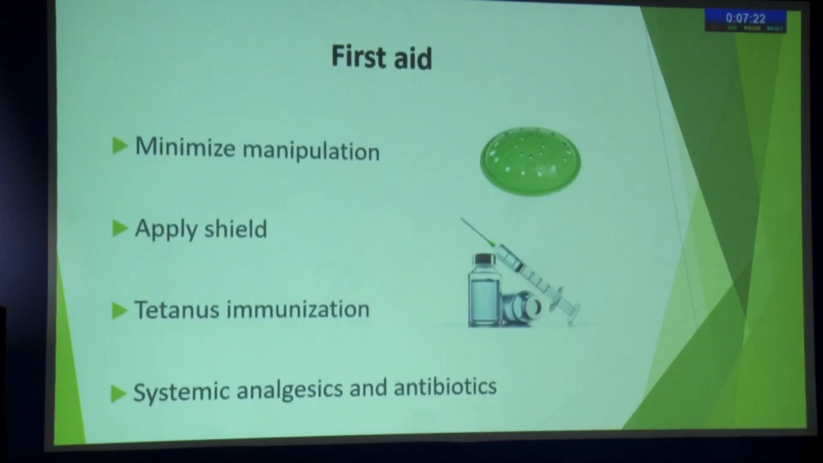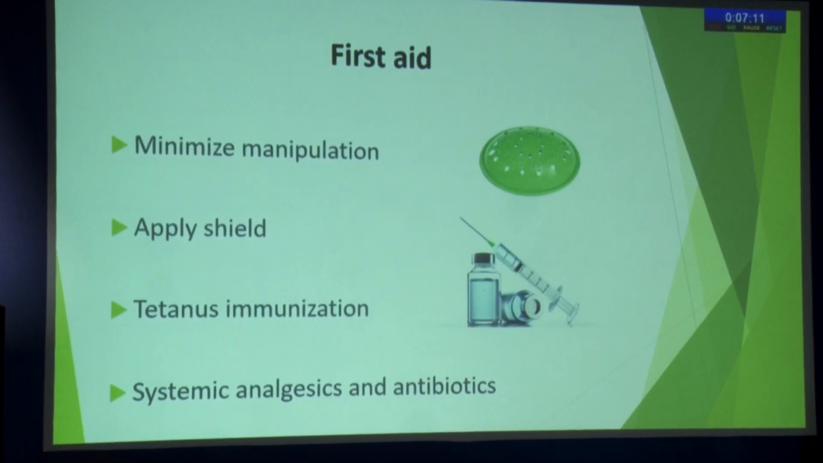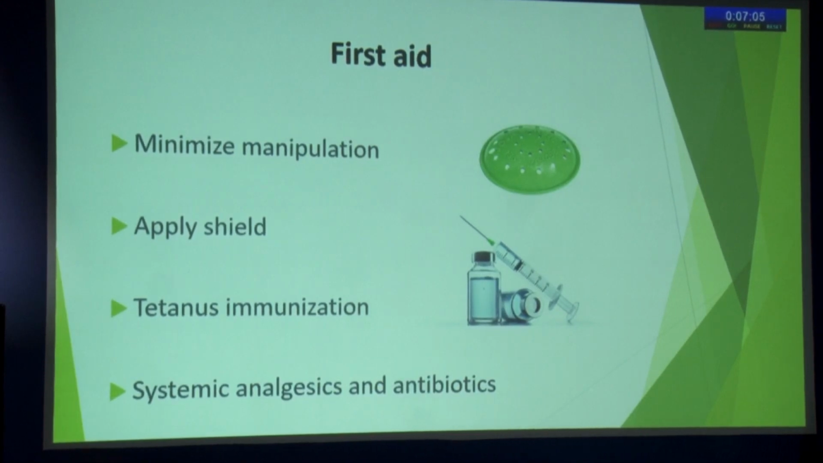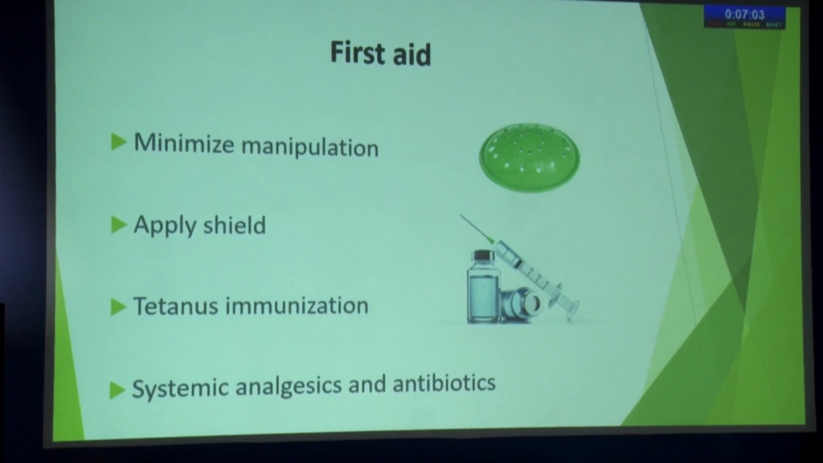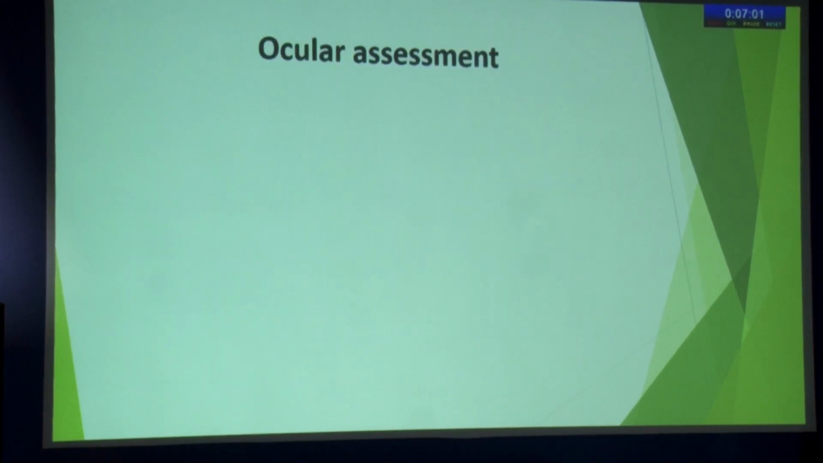And if we know there is only ocular injury, then we have to go ahead and do the first aid for the eyes. Minimize the manipulation of the tissues as much as possible before taking the patient into the OT, and apply an eye shield where possible, and confirm the tetanus immunization, and give systemic analgesics and antibiotics to prevent endophthalmitis.